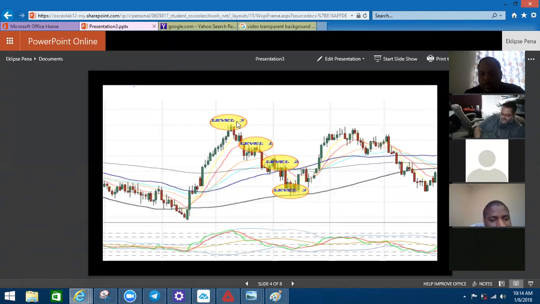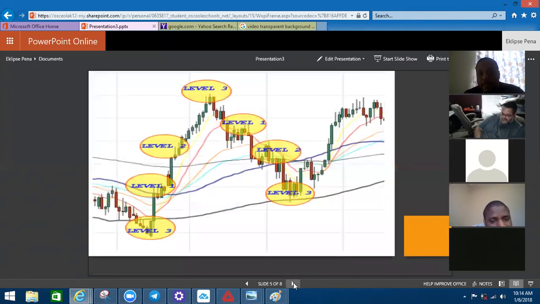So this is what we do. We sell from here to here. And then we wait, and then we sell. And then we wait, and then we sell. Or if you catch a level 3, you sell all the way down. You catch a level 3 at the bottom, you buy all the way up, okay? But this is what we look for.